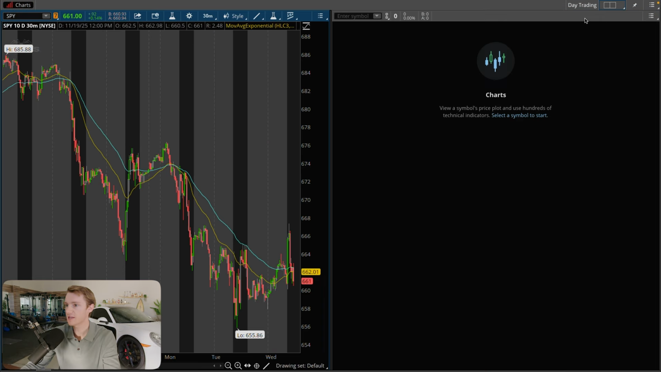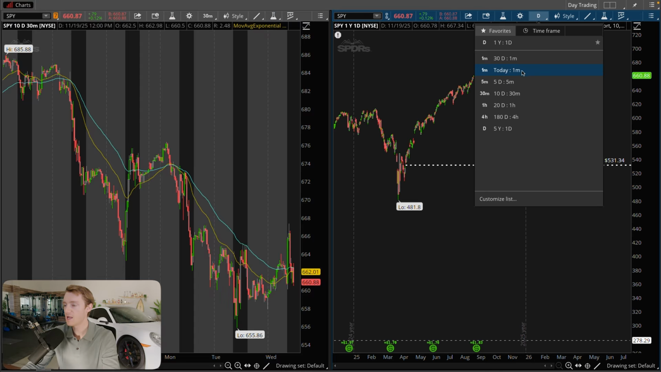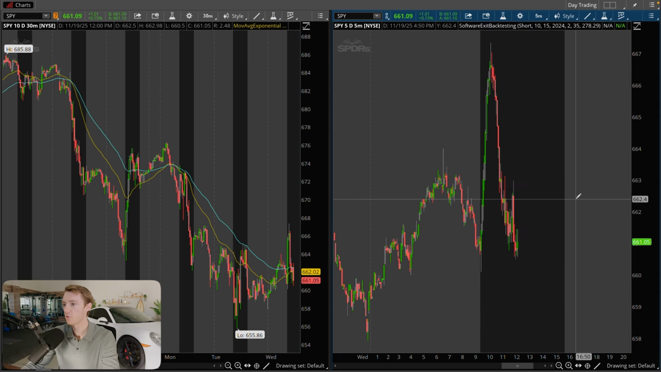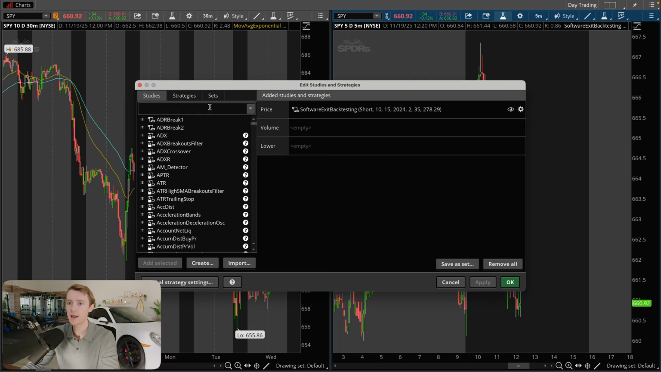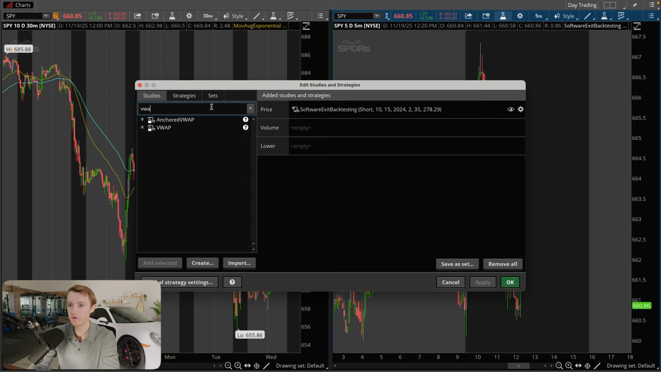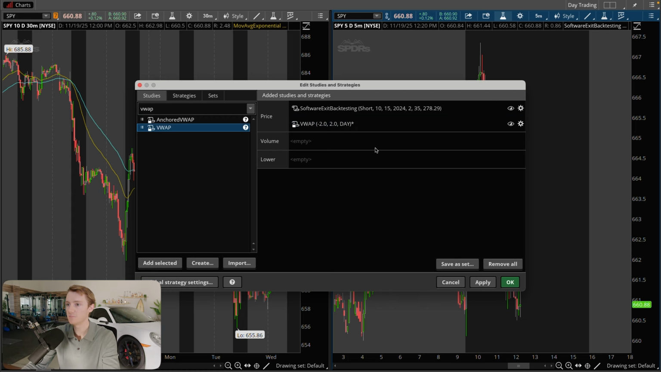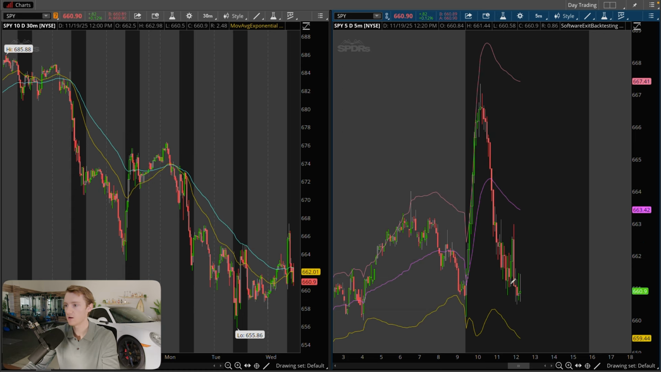Let's pull up a second chart here, and we will continue to look at SPY. Now, by default, I'm going to use a 5-minute time frame for this strategy. Next, we're going to go to studies. Similar to how we added our 2 exponential moving averages, this time we're going to want to look up VWAP. VWAP stands for volume weighted average price. We're going to apply the VWAP to our chart, okay? And we're going to hit OK.